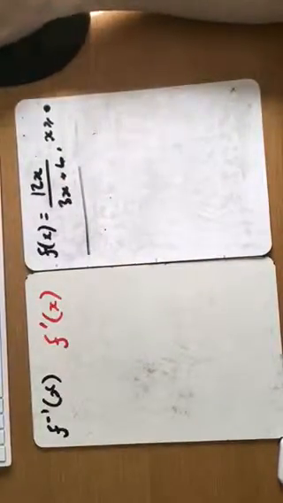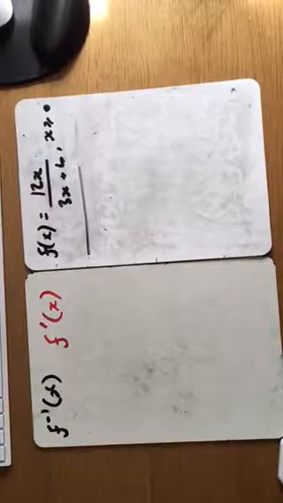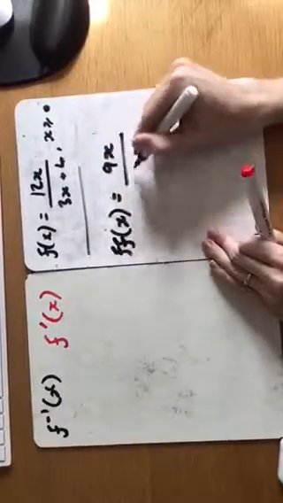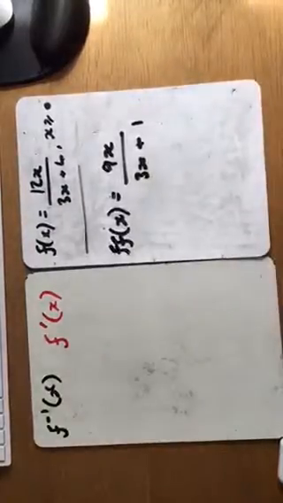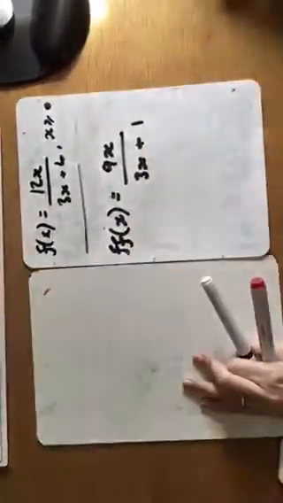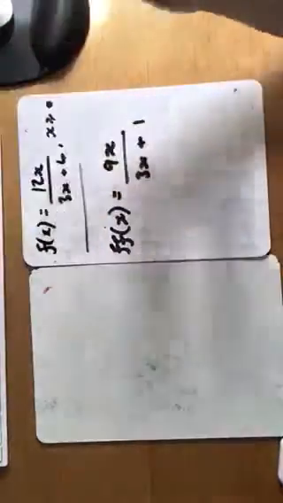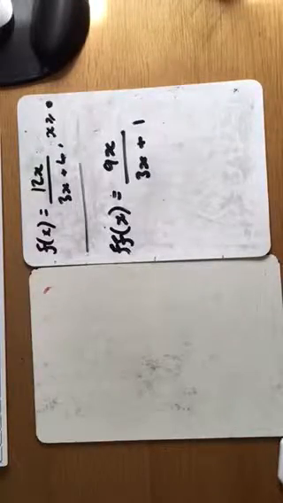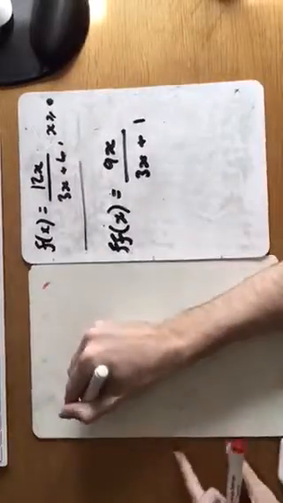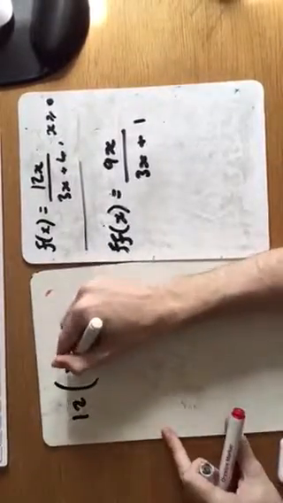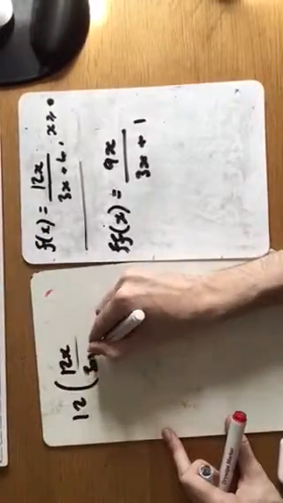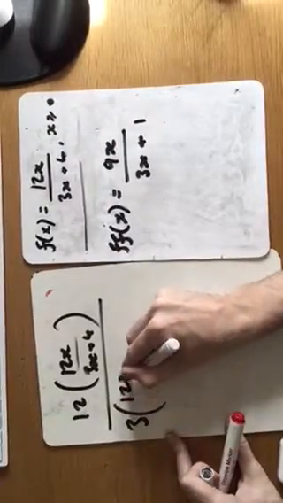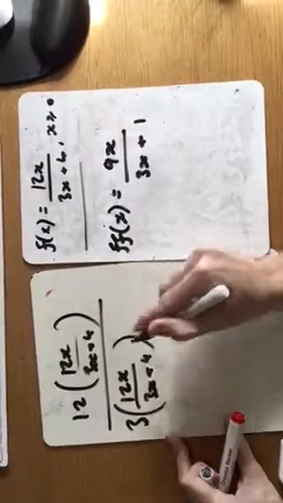Okay, part C. Show that ff of x, so we're attempting to show now ff of x equals 9x over 3x plus 1. Now ff of x is, as most of us started off, taking this function and putting this function into itself again. So each x is going to get replaced by 12x over 3x plus 4. So we start off with f, and this is going to become 12 lots of, and I'm going to have to write the whole thing out, 12x over 3x plus 4, over 3 lots of 12x over 3x plus 4, plus 4.